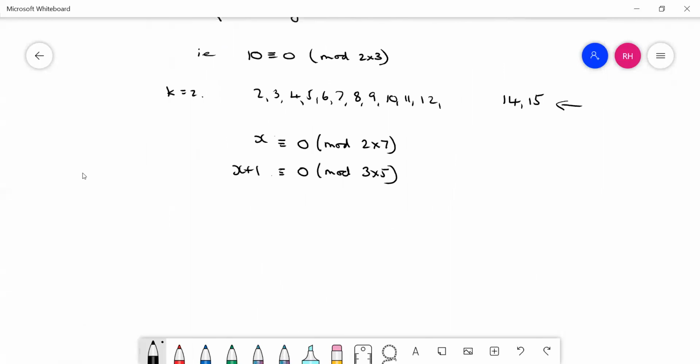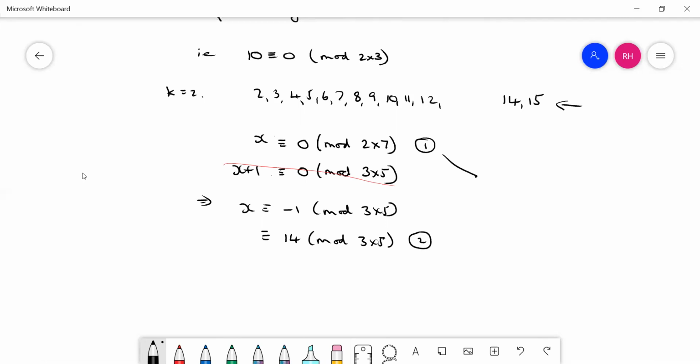So what we'll do is cross that out and write it in terms of x, or if you like, therefore x is equivalent to -1 mod 3 times 5. That's the same as saying it's equivalent to 14 mod 3 times 5, which you might feel more comfortable with. So here we've got 2 equations that are exactly in the form of the Chinese remainder theorem. The GCD of 2 times 7 and 3 times 5 is equal to 1. So we can use the Chinese remainder theorem.